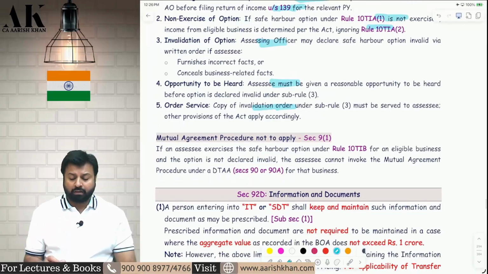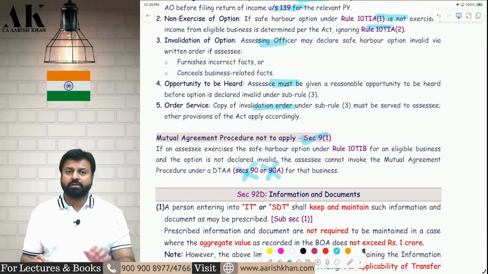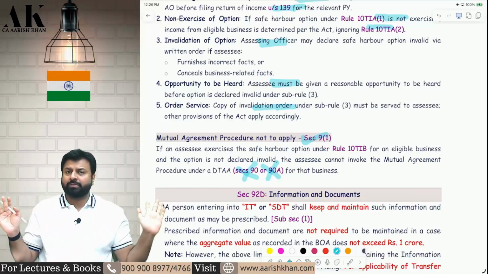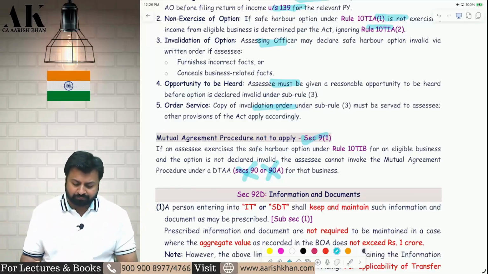Here also, once you go for this safe harbor and it is accepted, then you cannot go for the mutual agreement procedure under section 90 and 90A. Mutual agreement procedure under section 90 and 90A is not possible after this. I hope it is clear to all of you.